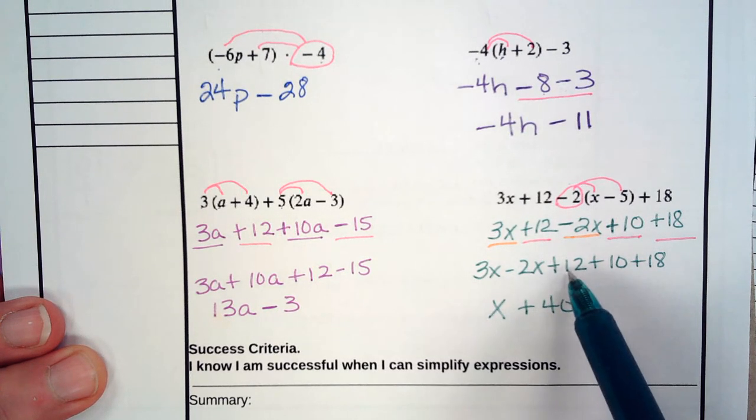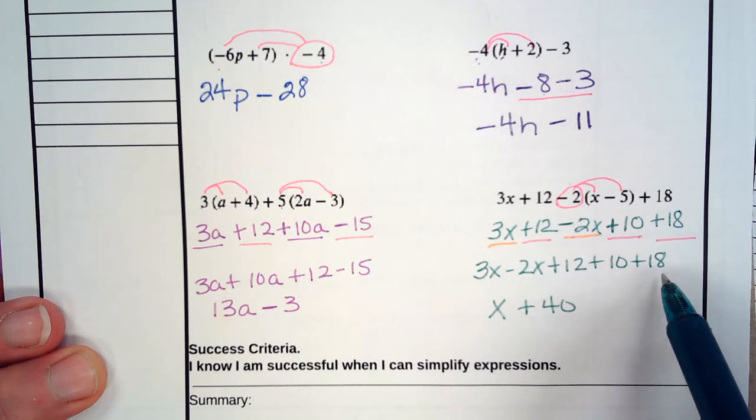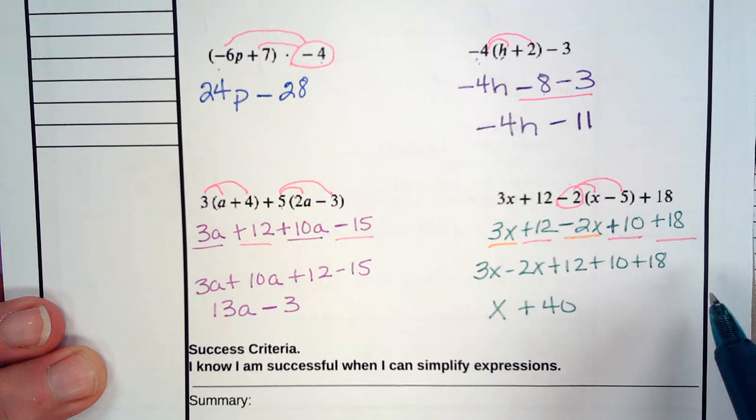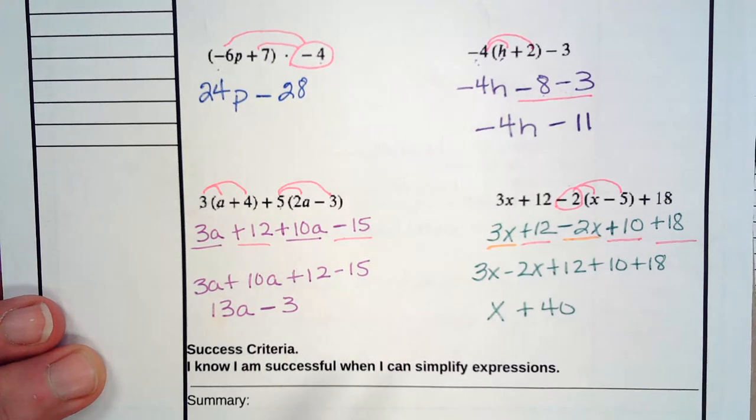So if you're looking at this, you've got a 10 here, a 10 here, a 10 here, so that would be 30. Then you've got 2 plus 8, which is another 10, which gives you 40.